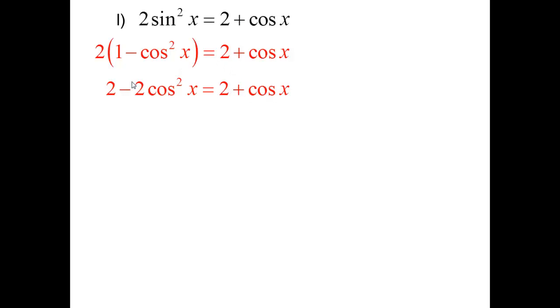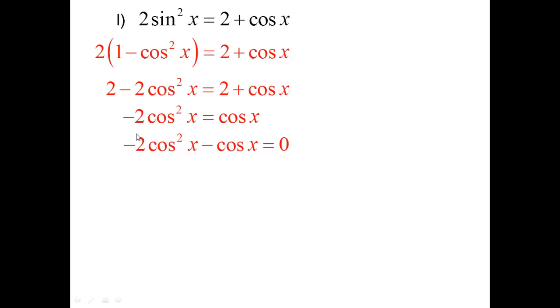I notice I have a positive 2 on both sides, so let's go ahead and get rid of it. That leaves me with negative 2 cosine squared equal to cosine. So now I have multiple levels of the same trig function. Since I have multiple levels of the same trig function, I know that factoring is going to be the technique that I have to use. And if I'm factoring, I got to move everything to the same side, set it equal to 0. Factoring is only useful if it's equal to 0. If it's equal to anything other than 0, factoring is a waste of time.